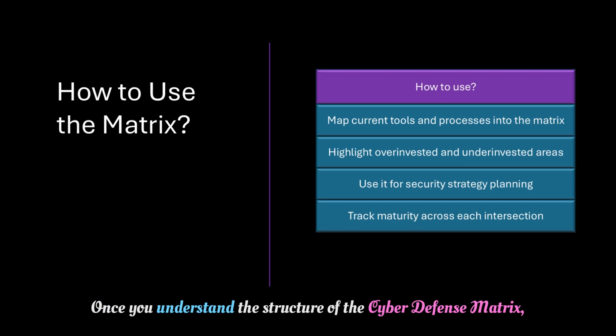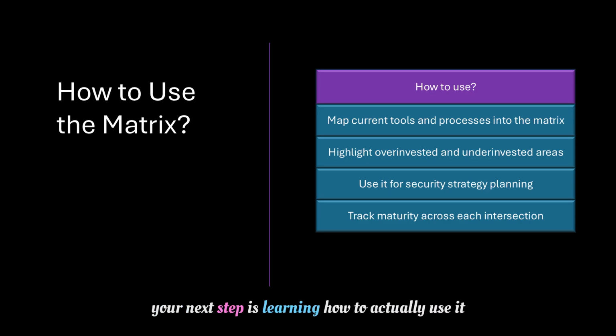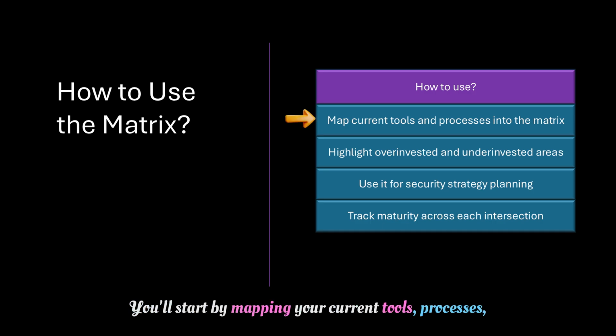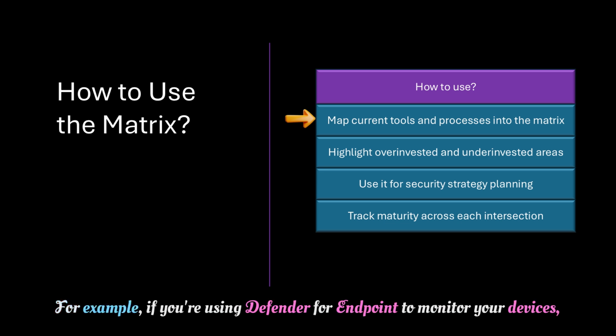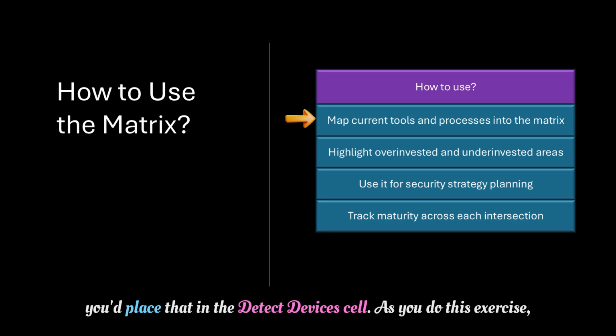Once you understand the structure of the Cyber Defense Matrix, your next step is learning how to actually use it as a practical decision-making tool. You'll start by mapping your current tools, processes, and capabilities into the relevant cells of the matrix. For example, if you're using Defender for Endpoint to monitor your devices, you'd place that in the Detect Devices cell.